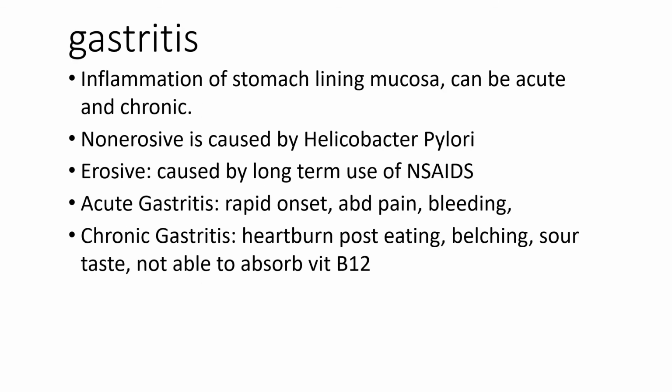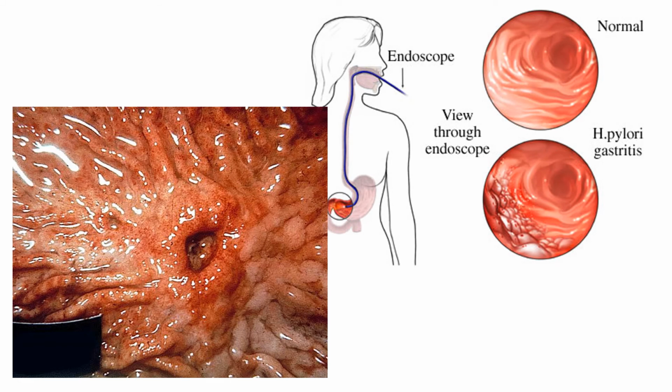Gastritis is the inflammation of the stomach lining mucosa. It can be acute or chronic. It can be non-erosive, or ulcerative, caused by Helicobacter pylori. It can be caused by long-term use of NSAIDs. Acute gastritis is rapid in onset. You have severe abdominal pain and bleeding. Chronic gastritis, you could have heartburn post-eating, belching, sour taste, and not be able to absorb vitamin B12. Here is a picture of the inflamed areas of the gut associated with gastritis.